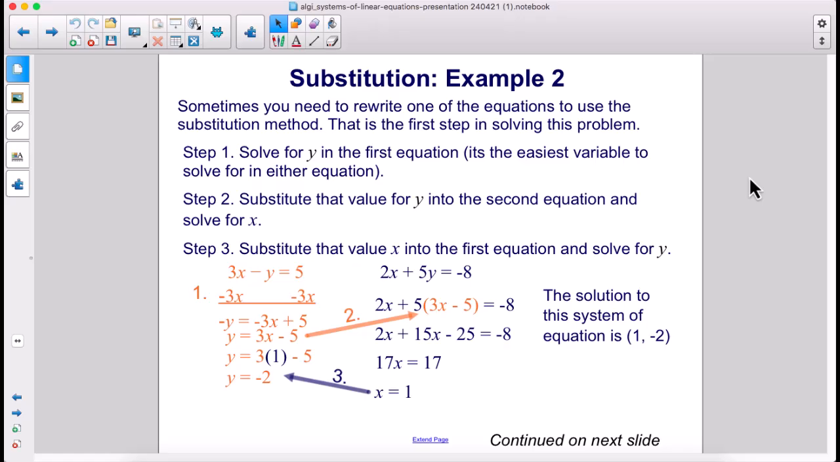Sometimes you need to rewrite one of the equations to use the substitution method. That is the first step in solving this problem. Step 1. Solve for y in the first equation. It's the easiest variable to solve for in either equation. Then, substitute that value for y into the second equation and then solve for x. Step 3, substitute that value of x back into the first equation to solve for y.